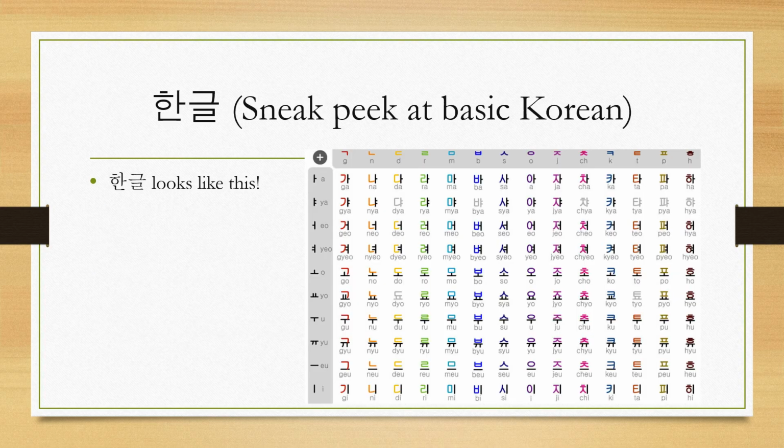Alright, so let's take a sneak peek at basic Korean. So this is Hangul. Hangul is the writing system in Korean, and this is the alphabet table for basic letters in Korean. It looks cool, doesn't it? And then you can see little highlighting marks for emphasis in some areas. But this is a sneak peek, and we're going to be going through this slowly, one lesson after the next.